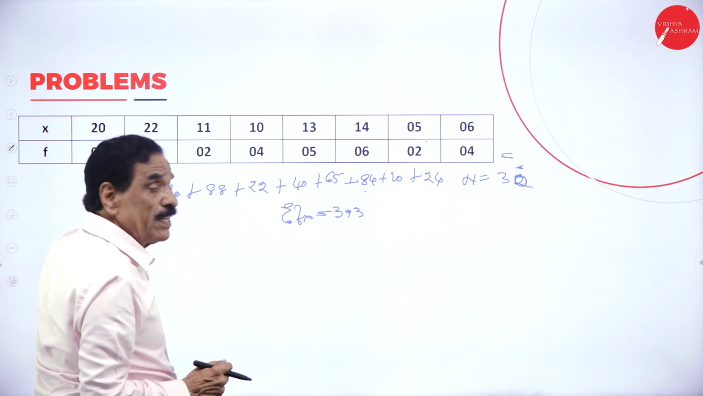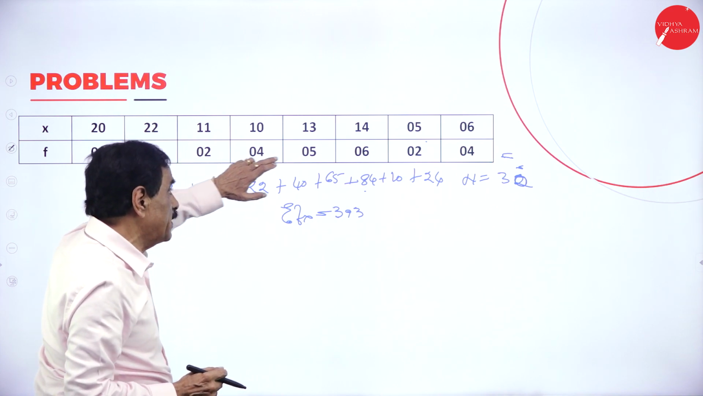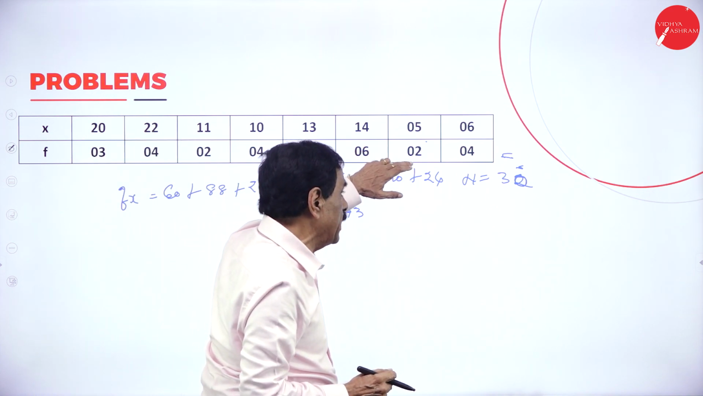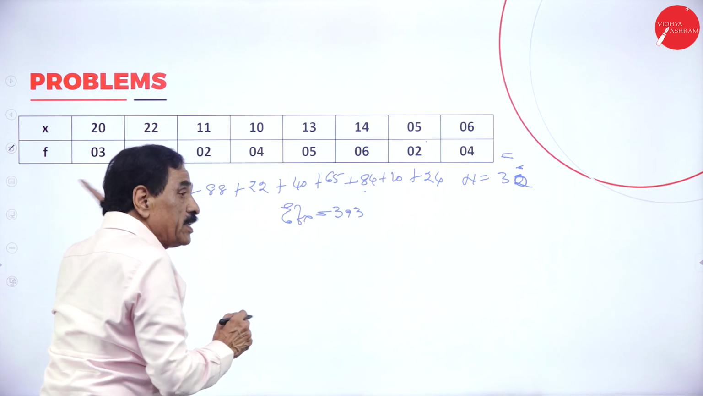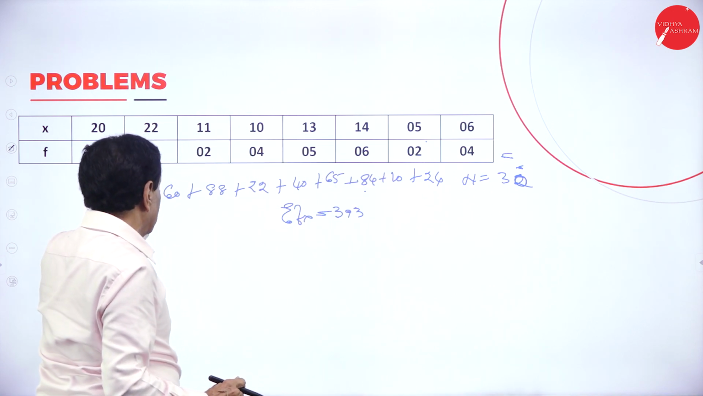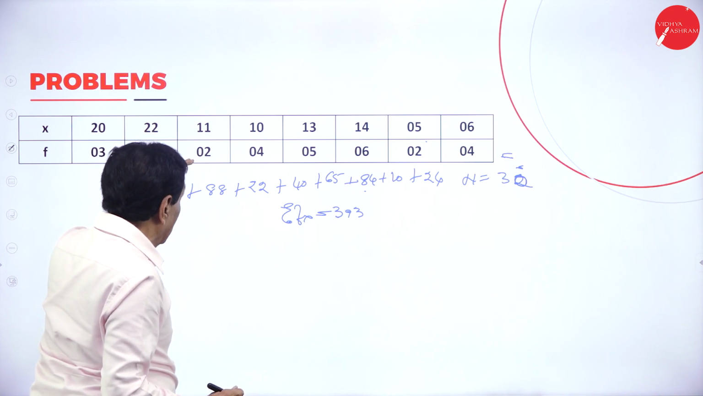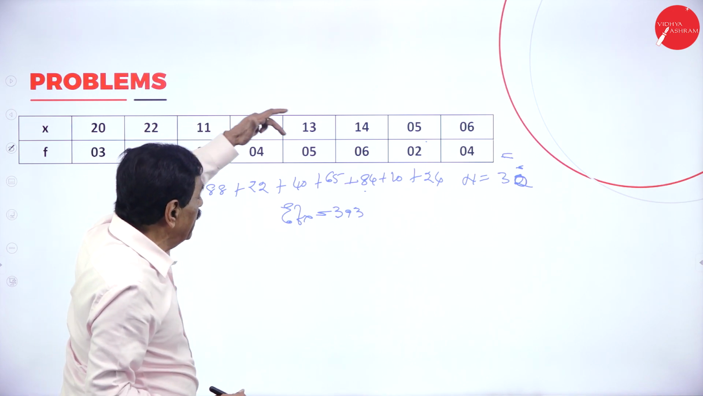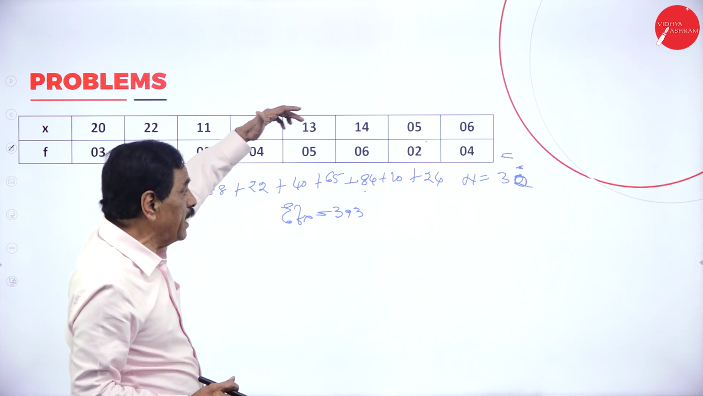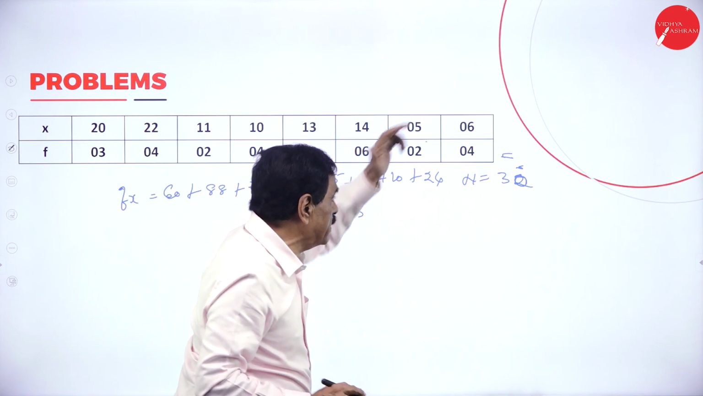3 plus 4, 7, plus 2, 9, 13, 18, 24, 30. So this is, once again repeat, 3 plus 4, 7, 7 plus 2, 9, 9 plus 4, 13, 13 plus 5, 18, 24, 30.